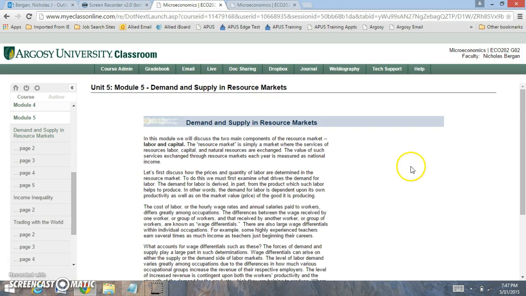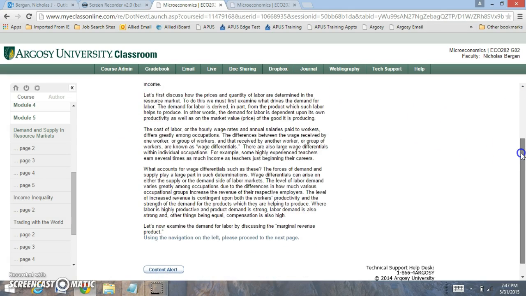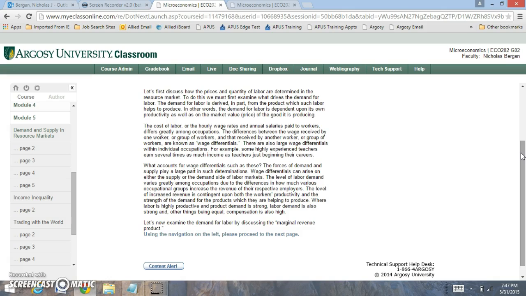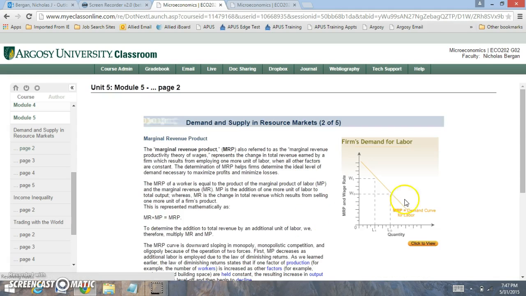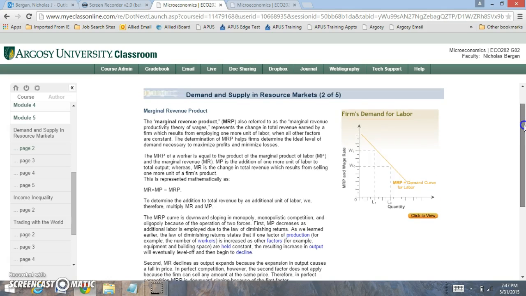So for this week, we're looking at demand and supply in the resource market, and we're looking at the cost of labor. The cost of labor is evaluated in a couple of different areas. You'll notice, if we look at this graph right here, that firms are more willing to hire workers at lower wages rather than higher wages.